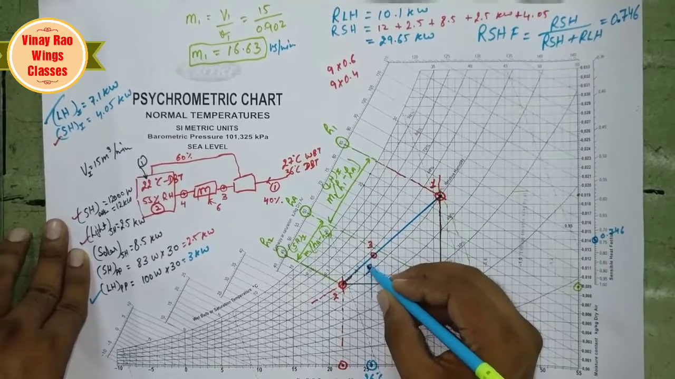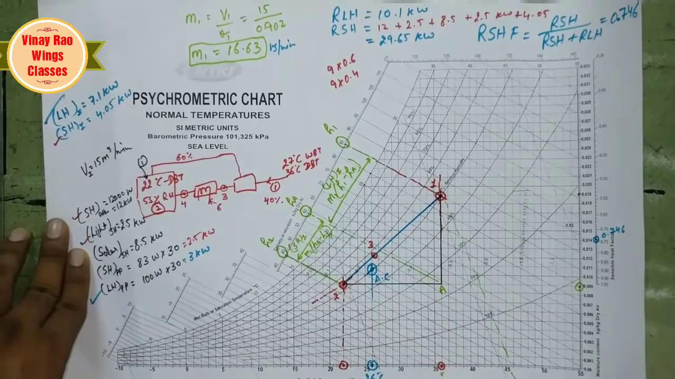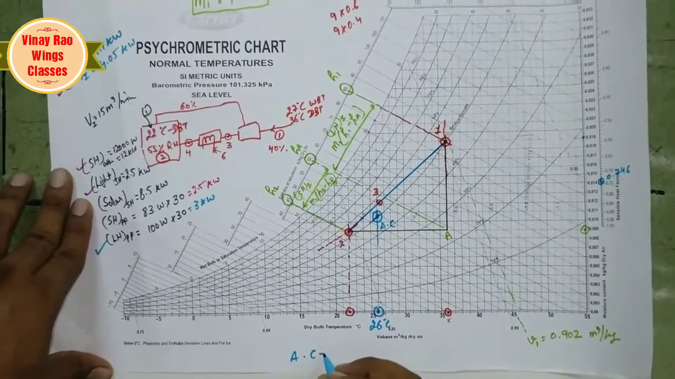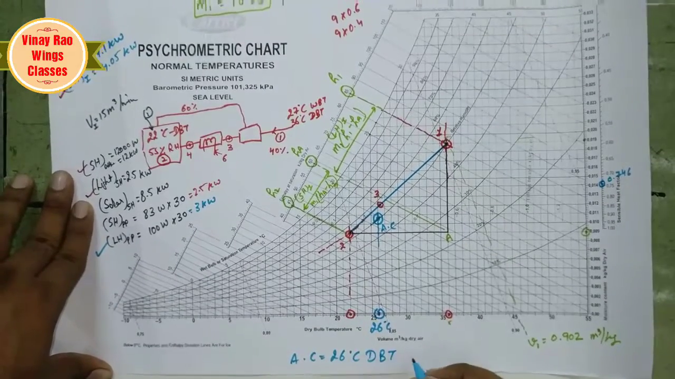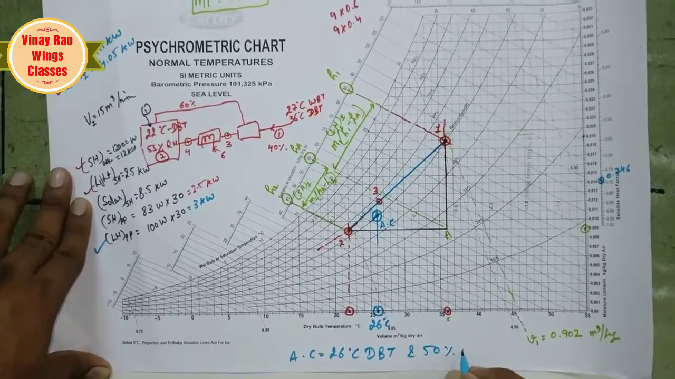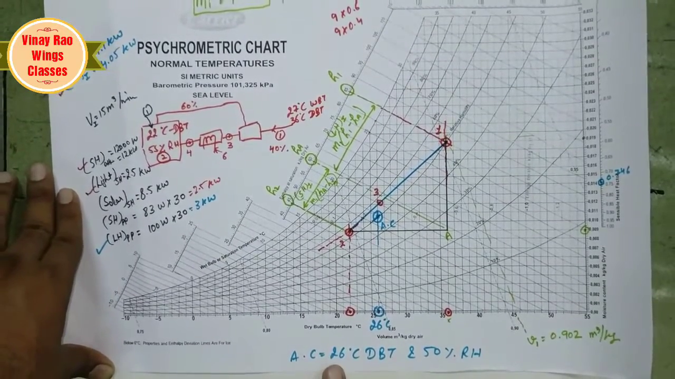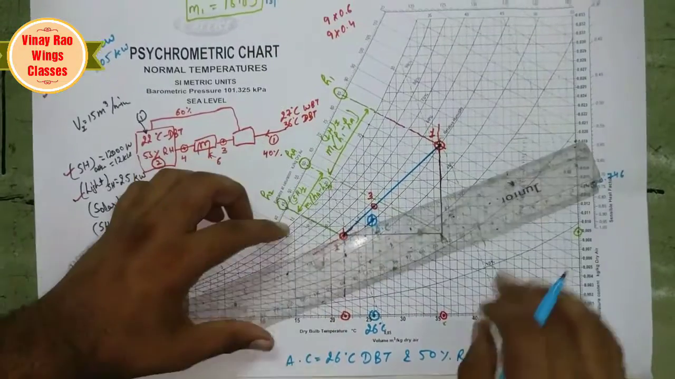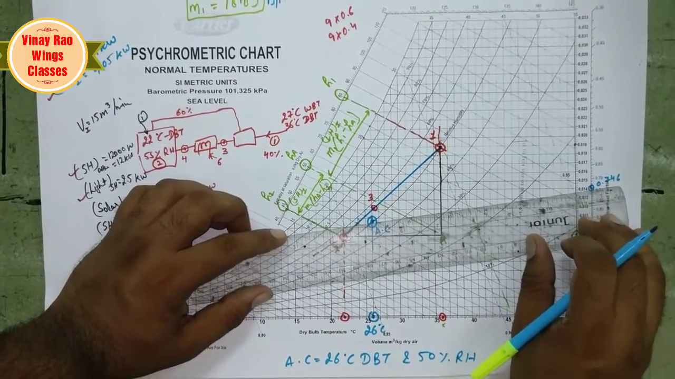This is the alignment circle, AC. The alignment circle is fixed at 26 degrees Celsius dry bulb temperature and 50% RH. We have to draw a line with the alignment circle.